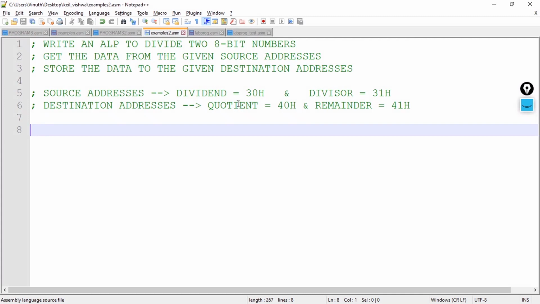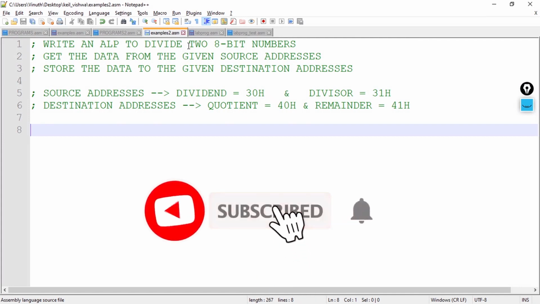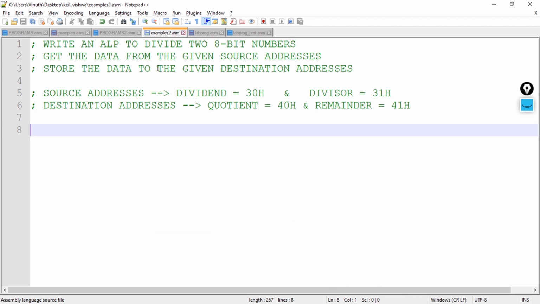The problem is given in such a way: write an ALP program to divide two 8-bit numbers, get the data from the given source address and store the data to the given destination address. So we need to get the data from different address locations, and then we need to store the result in particular destination address locations. So how is the division actually being done?